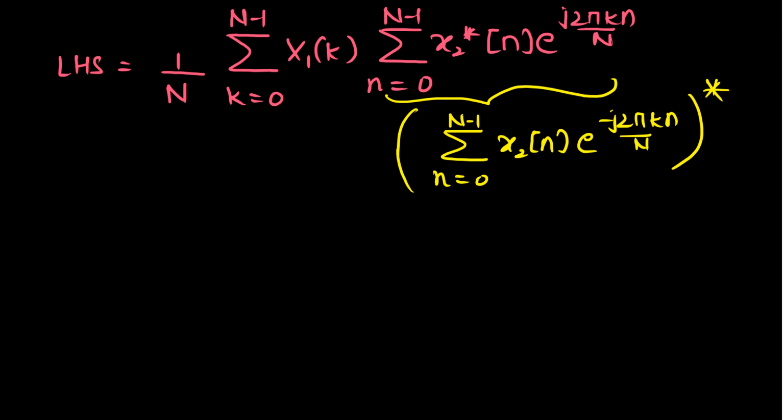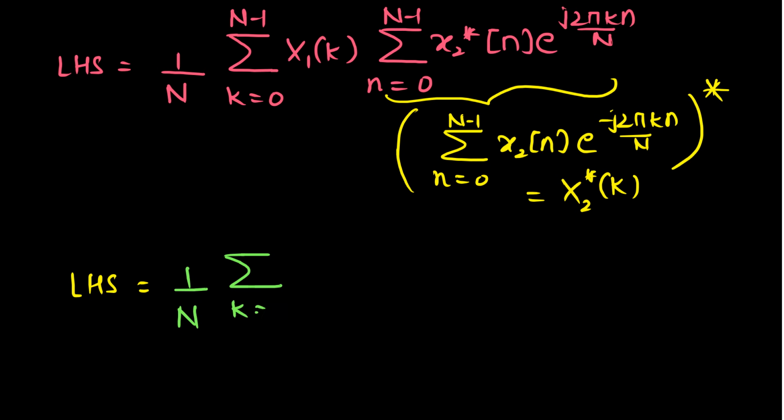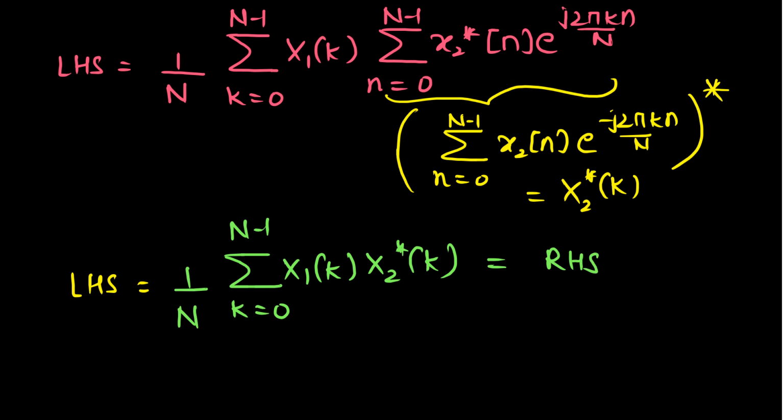And if we observe this factor inside this bracket, it is simply the DFT of this x2 of n, that is X2 of k, and therefore this results in X2 conjugate of k. Therefore this LHS can be written as 1 by N summation k running from 0 to N minus 1 X1 of k into X2 conjugate of k, which is equal to the right hand side, and this is known as Parseval's theorem.